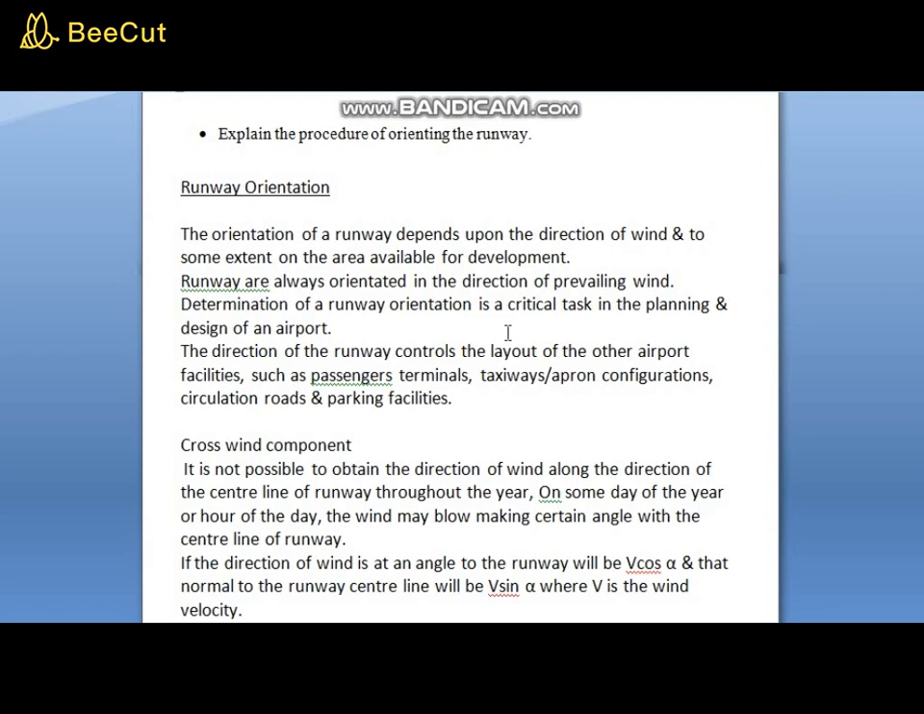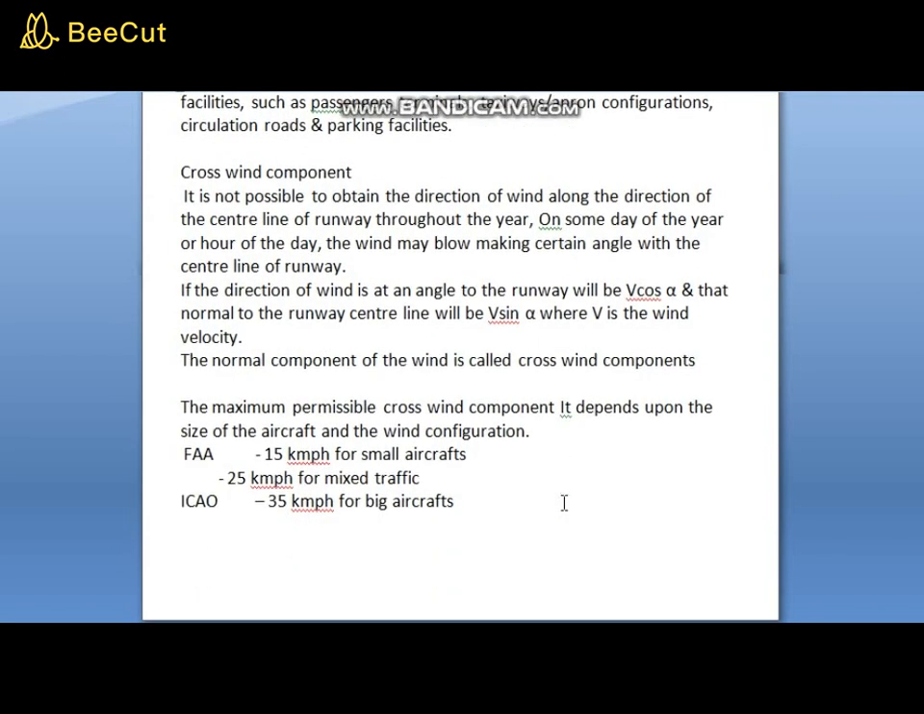Crosswind component. It is not possible to obtain the wind along the direction of the center line of the runway throughout the year. So on some days of the year or hours of the day, the wind may blow making a certain angle with the center line of the runway. If the wind is at an angle alpha to the runway, the component along the runway will be V cos alpha, and the component normal to the runway center line will be V sin alpha, where V is the wind velocity. The normal component of wind is called the crosswind component.